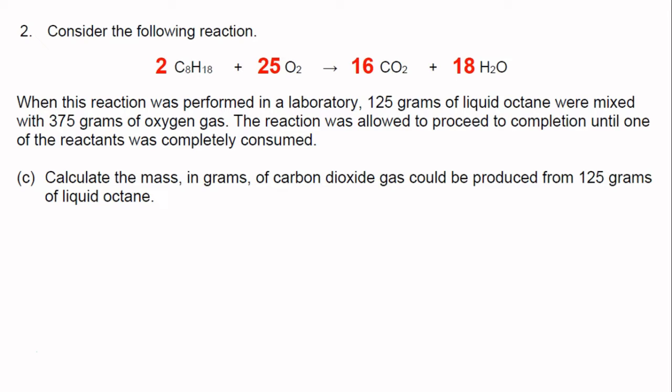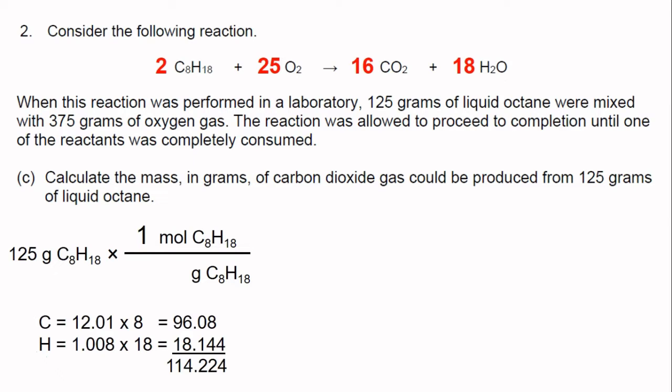In part C, calculate the mass in grams of carbon dioxide gas that could be produced from 125 grams of liquid octane. So we'll start with 125 grams of octane. We'll do our periodic table step first, which involves converting from grams of octane into moles. And for every 1 mole of octane, we get information from the periodic table that tells us there are 114.224 grams of octane in 1 mole. Now we'll do our mole to mole conversion using the coefficients in the balanced chemical equation. We're converting from moles of octane into moles of carbon dioxide gas. And those coefficients happen to be 16 and 2.